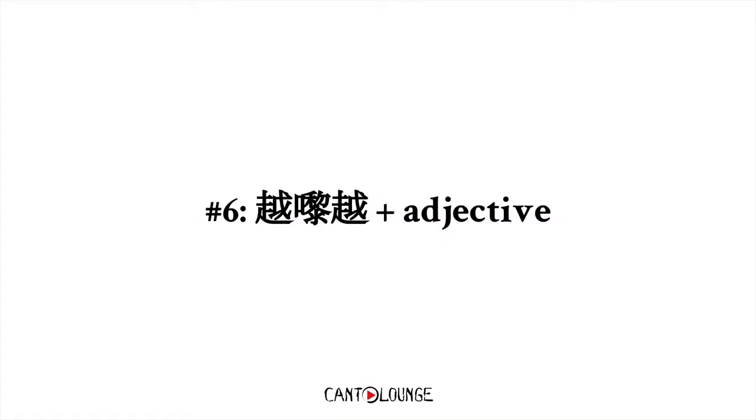This is another one of my favorites of all time. 越嚟越 plus adjective, very easy to apply, but very useful nonetheless. So 越嚟越 means more and more or less and less depending on the nature of the adjective. So for example, 越嚟越靚, 靚 is a positive adjective, so it's more and more beautiful. 越嚟越唔靚, so 唔靚 would be not beautiful, so 越嚟越唔靚 would be less and less beautiful. And like in English, we have more and more and less and less. We just have the 越嚟越 in Cantonese.